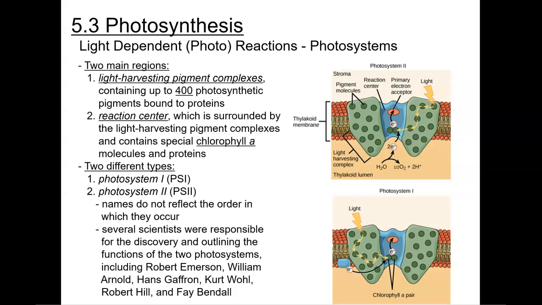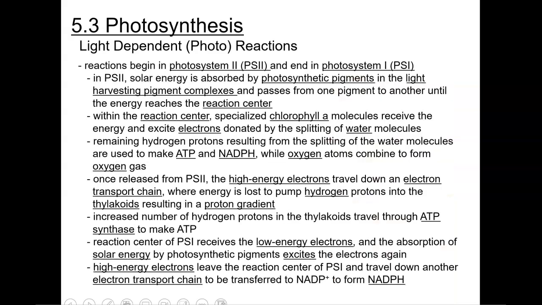They don't reflect the order in which they occur. That's actually the order in which they were discovered. So actually photosystem 1 occurs after photosystem 2, but it was discovered first. So that's how they got their names. Several scientists are responsible for the discovery and outlining of the functions of the two photosystems. That's Robert Emerson, William Arnold, Hans Gaffron, Kurt Wohl, Robert Hill, and Fay Bendel. So we have them to thank for these discoveries of photosystems. These reactions are going to begin at photosystem 2.